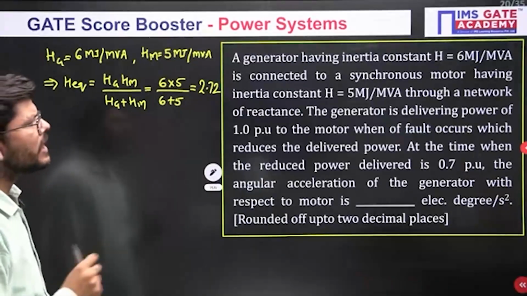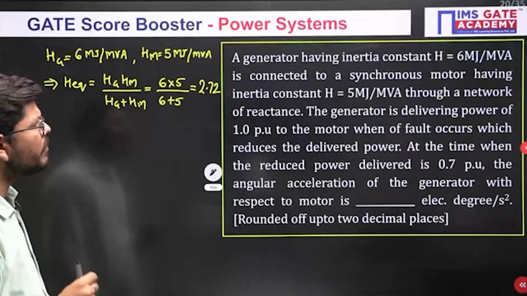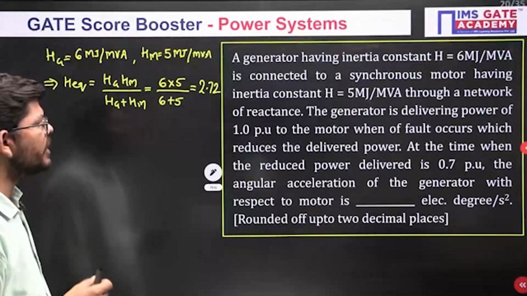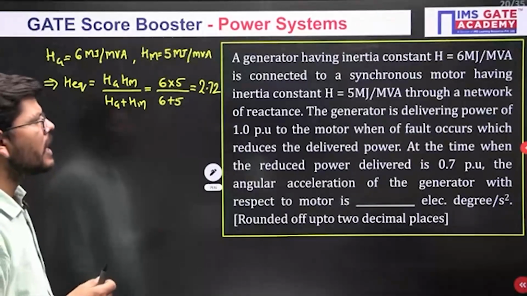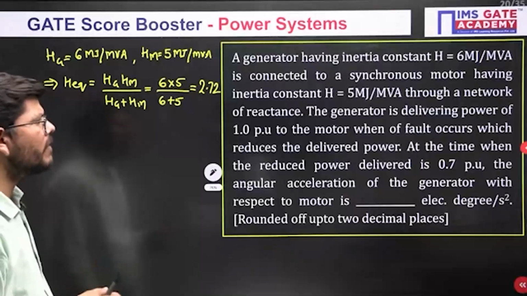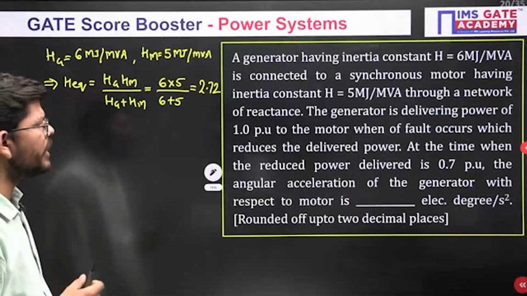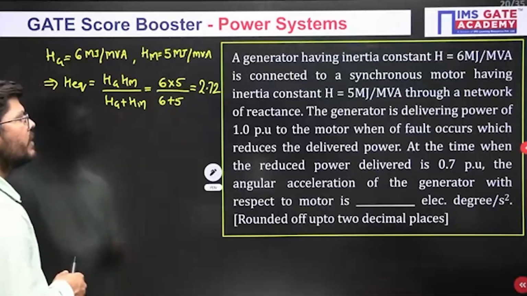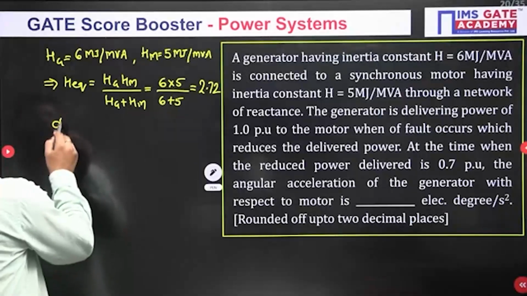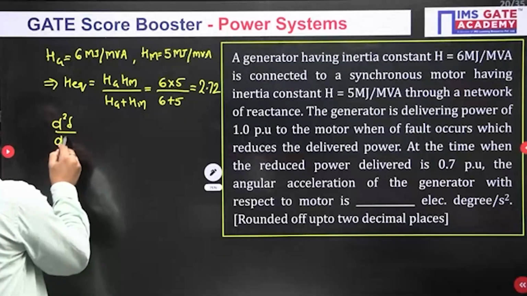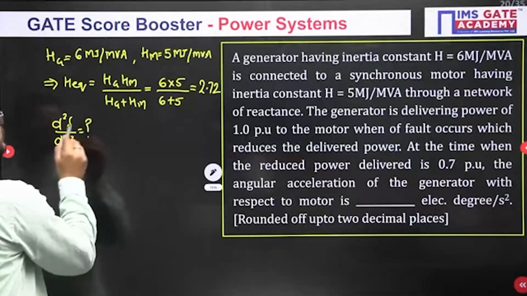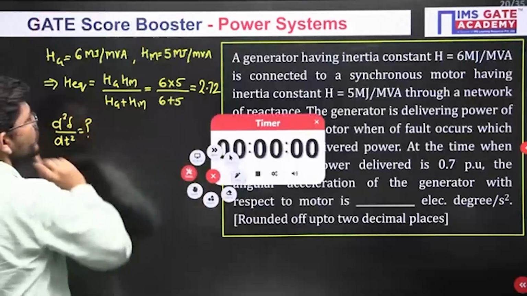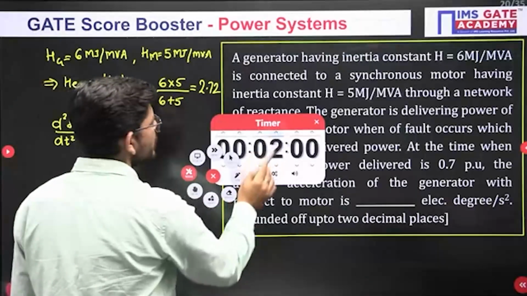Now the generator is delivering power of 1 per unit to the motor when a fault occurs which reduces the delivered power. At the time when the reduced power delivered is 0.7 per unit, the angular acceleration of the generator with respect to the motor will be what? You have to find d square delta by dt square. This is what you have to calculate, and this much hint I have given you is sufficient to solve this question, and your time starts now.